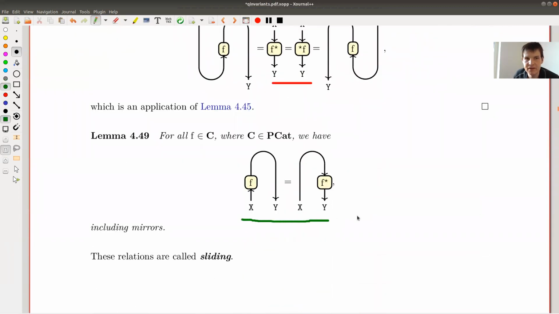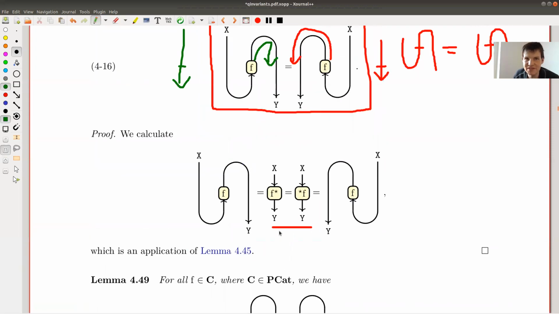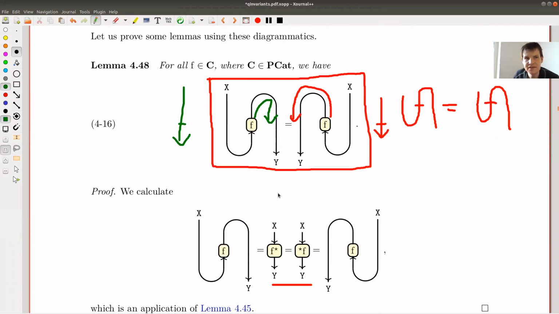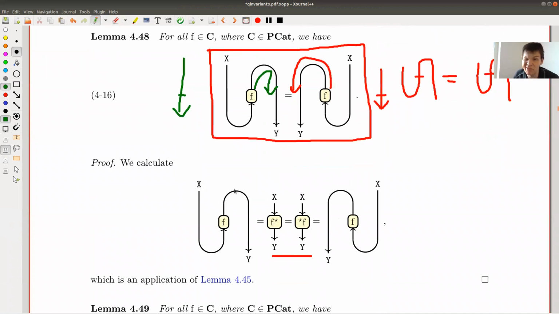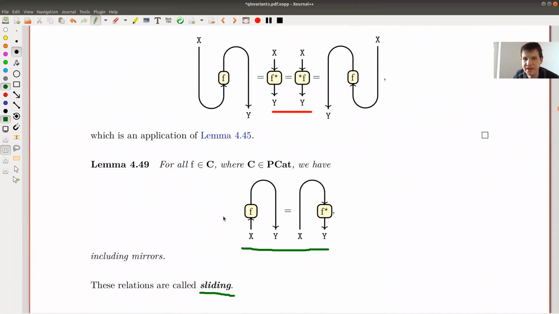Here's another one, which I call the sliding operation, which I secretly just did here. So the order of the lemmas is a little bit arbitrary, but anyway.